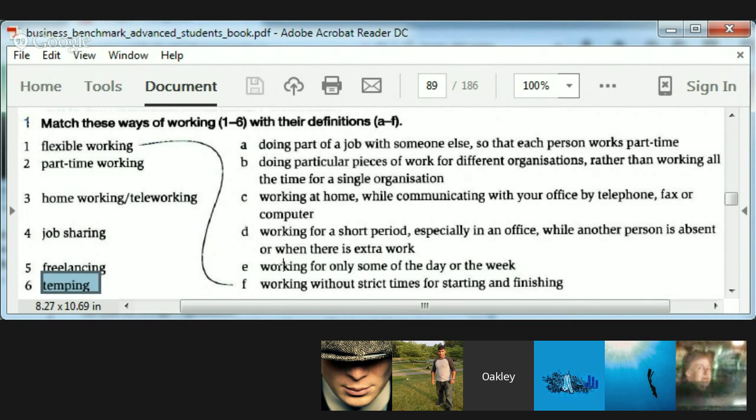And last, temping. If you're temping, that's a style of work. The person is a temp, and they temp, verb. You are temping. You're working for short periods, especially in an office, while another person is absent or when there's extra work. Temping has literally no benefits whatsoever, obviously. So most people who are temping don't want to do it because they can't get any benefits. Also, they have zero job security. They can work for 2 weeks and then have no work for 2 weeks and then work for 6 months because somebody's having a baby, for example, and then have no work for 2 months. So it's a very insecure type of job.